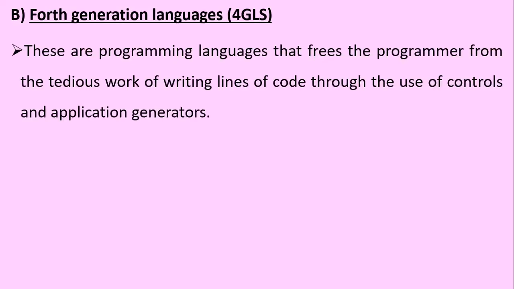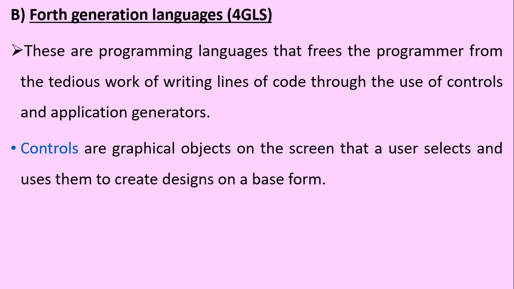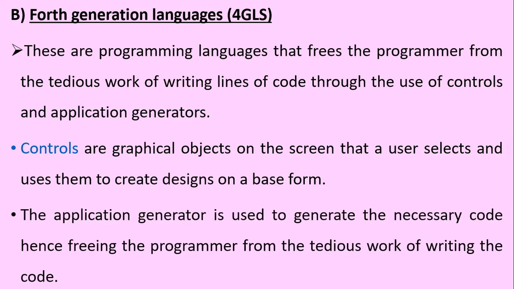Let's now look at the 4th generation languages. These are programming languages that free the programmer from the tedious work of writing lines of code through the use of controls and application generators. Controls are graphical objects on the screen that a user selects and uses to create designs on a base form. The application generator is used to generate the necessary code, hence freeing the programmer from the tedious work of writing the code.